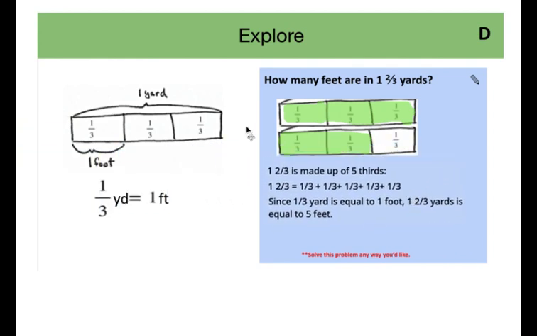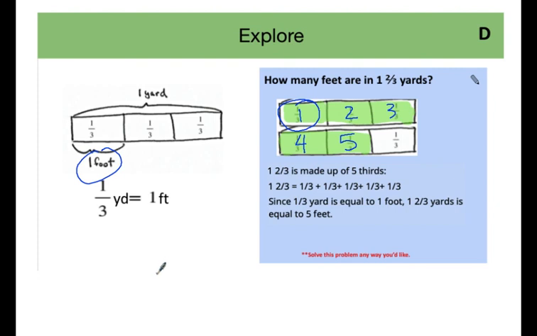Since 1 2/3 yards is made up of 5/3, right, 1/3, 2/3, 3/3, 4/3, 5/3, I know that 1 2/3 is equal to 1/3 plus 1/3 plus 1/3 plus 1/3 plus 1/3. And since I know that 1/3 yard is equal to 1 foot, 1 2/3 yards is equal to 5 feet, right? Because this little rectangle here is equal to 1 foot. So this is 1, 2, 3, 4, 5 feet.